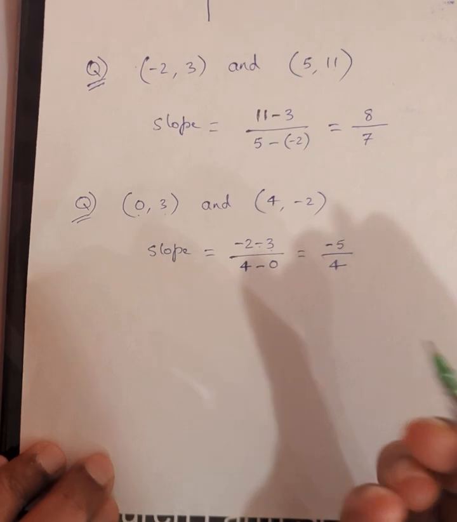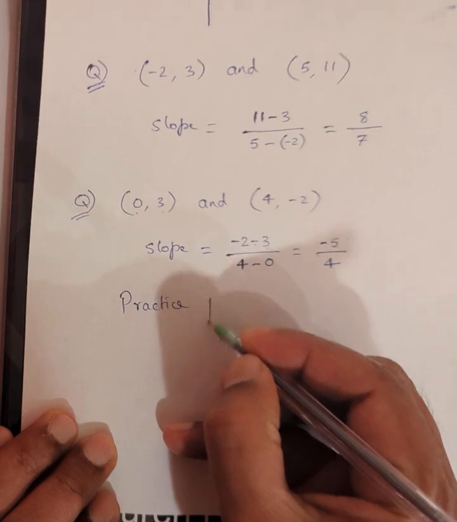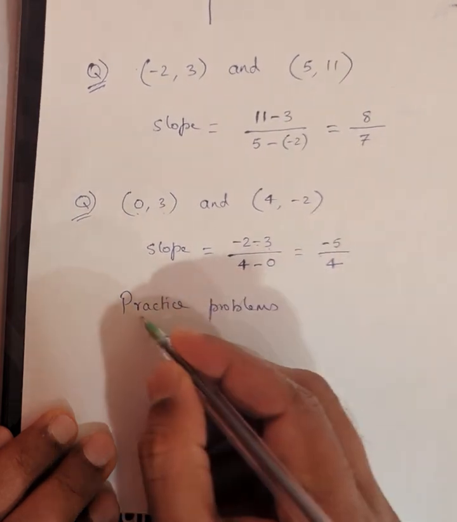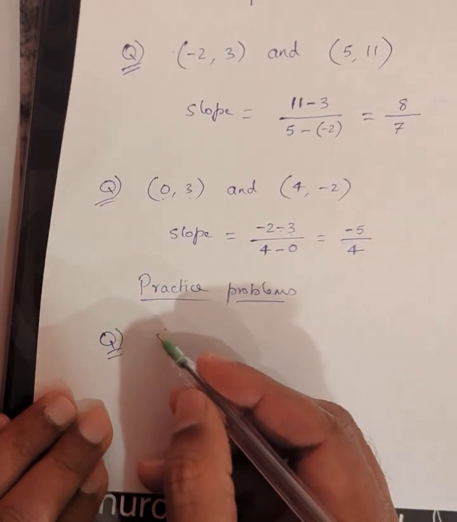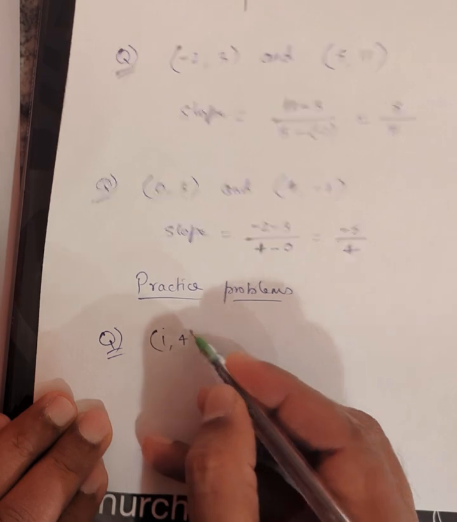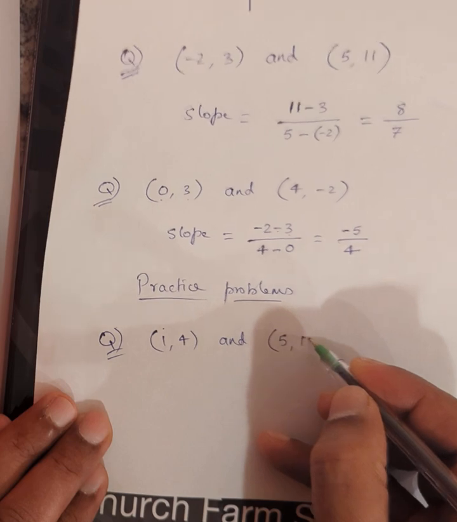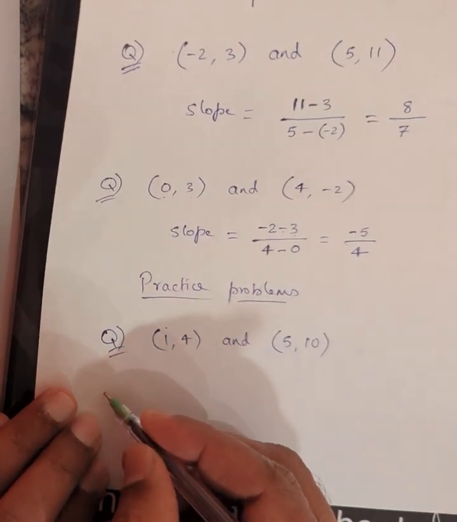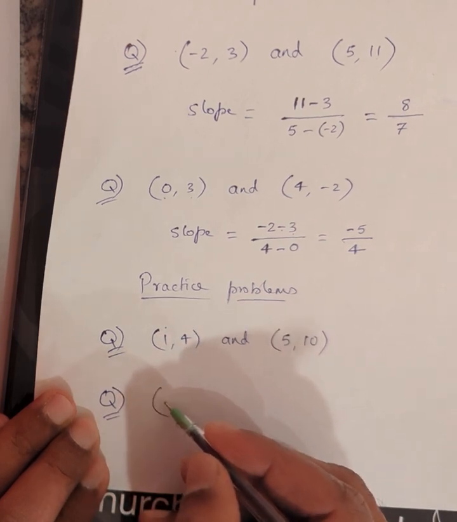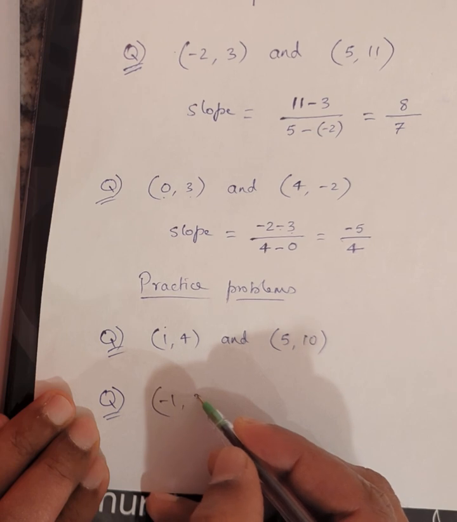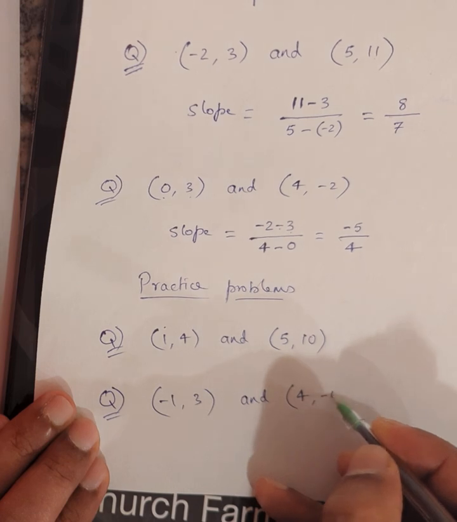Now I'll stop this video by giving you some practice problems. So if you're watching this, try to do these problems. So let's do two problems. The points would be (1, 4) and (5, 10). So I kept the numbers positive, but here I'm going to throw some negative numbers. So (-1, 3) and (4, -11).